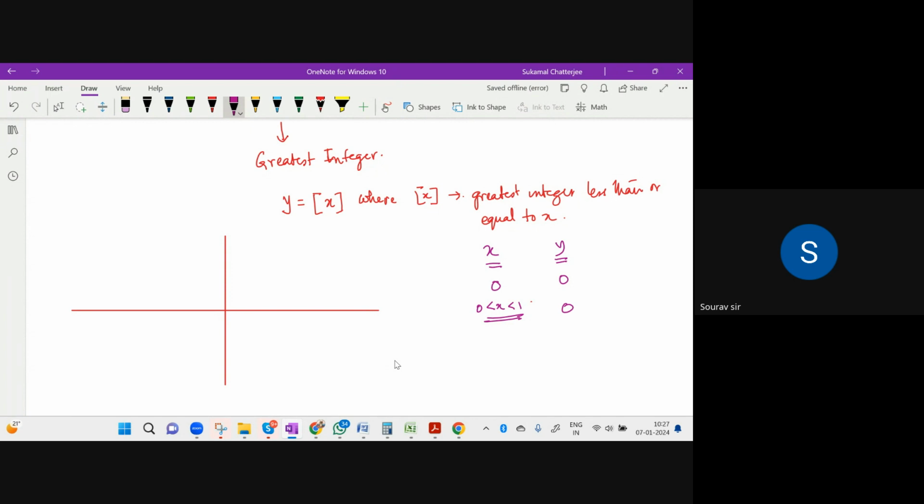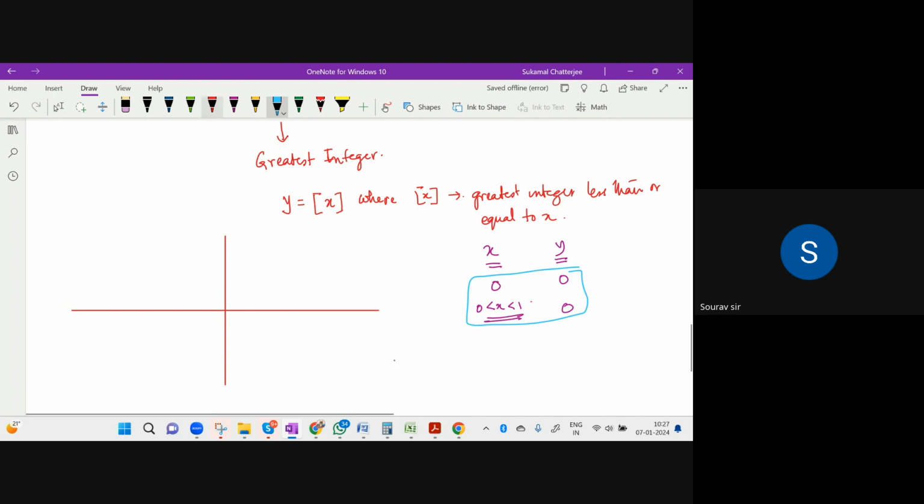Now, when x is a fraction, then you have to consider the integer value which is immediately less than that. So the integer which is less than, let's say, 0.7 is 0. So that means y is 0 when x is between 0 and 1, 0 included.